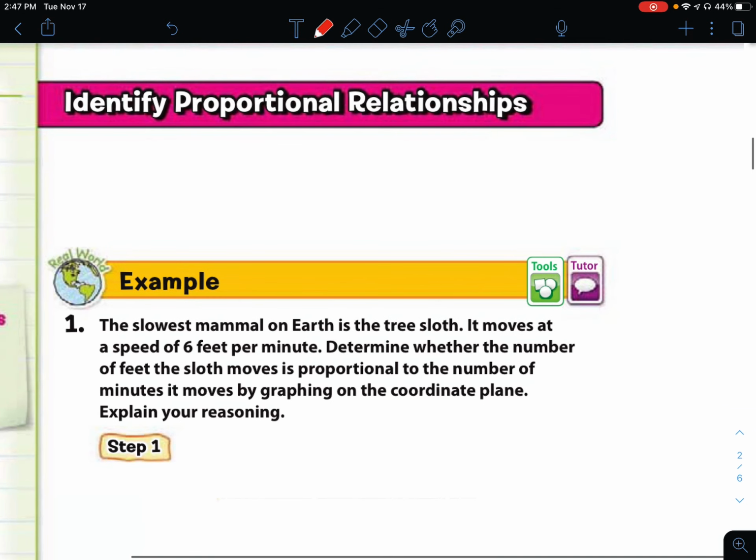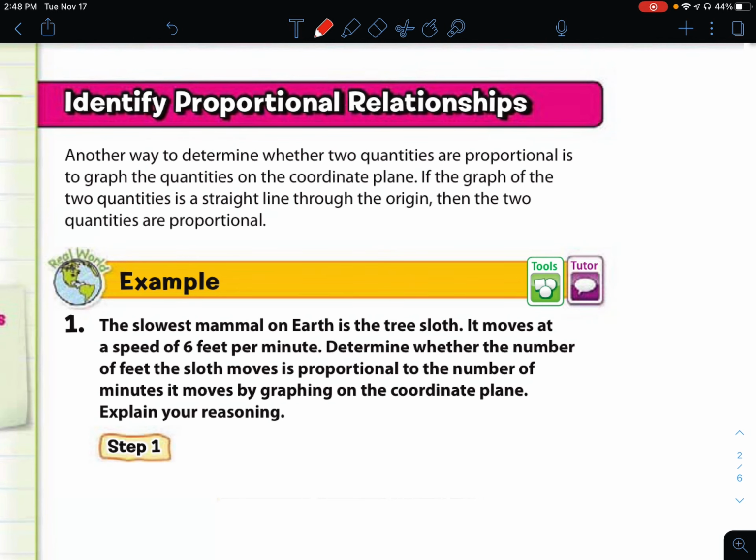Identifying proportional relationships. So in identifying proportional relationships, another way to determine whether two quantities are proportional is to graph the quantities on a coordinate plane. Okay, and this is what you need to take note of. If the graph of the two quantities is a straight line through the origin, then the two quantities are proportional.